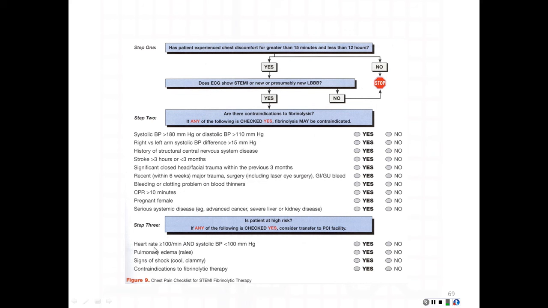If any of these are in place, heart rate's greater than 100 and systolic less than 100, these patients really need to have a PCI, percutaneous coronary intervention, done. If they have pulmonary edema, any signs of shock, or contraindications to fibrinolytic therapy, immediate transfer to a facility, stabilize and transfer to a facility that has cardiac cath capabilities.